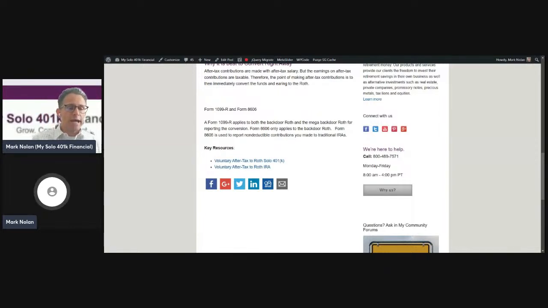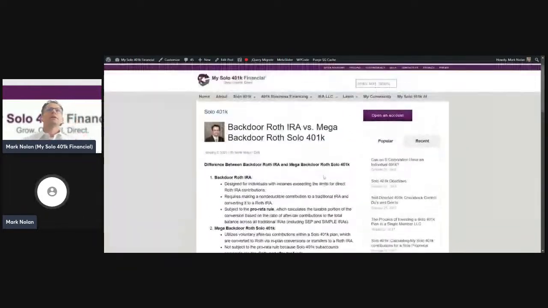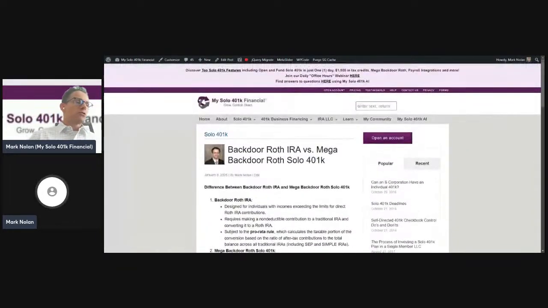Same thing with the mega backdoor Roth for a solo 401k. For example, let's say for 2025, you make the voluntary after-tax solo 401k contribution of $70,000. You then convert it here in 2025 to the Roth solo 401k or the Roth IRA. You're going to receive a Form 1099-R early next year for reporting that mega backdoor Roth conversion to the government. And if there are any gains, those gains will be taxable, but not the basis. So those are the key items to understand regarding the backdoor Roth versus the mega backdoor Roth.